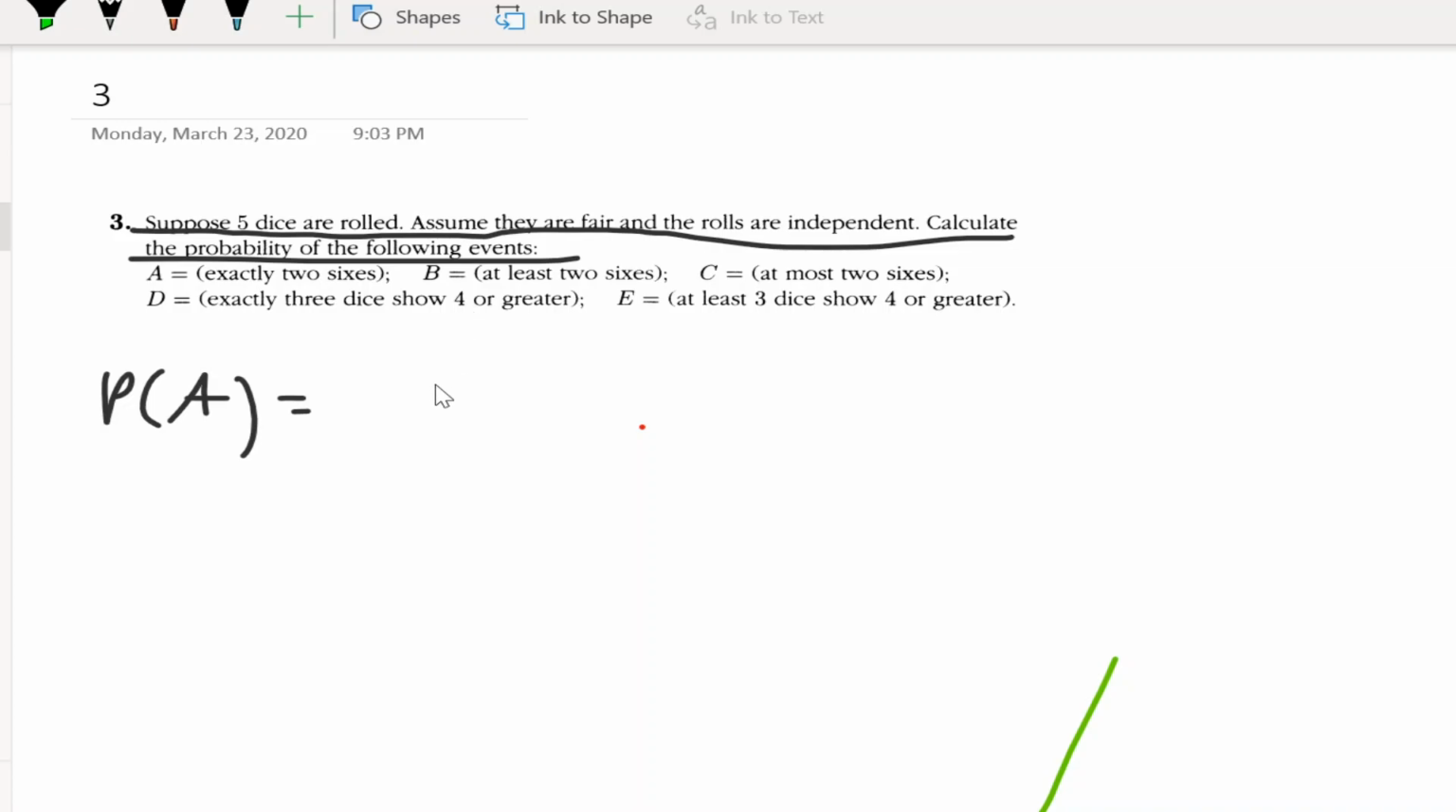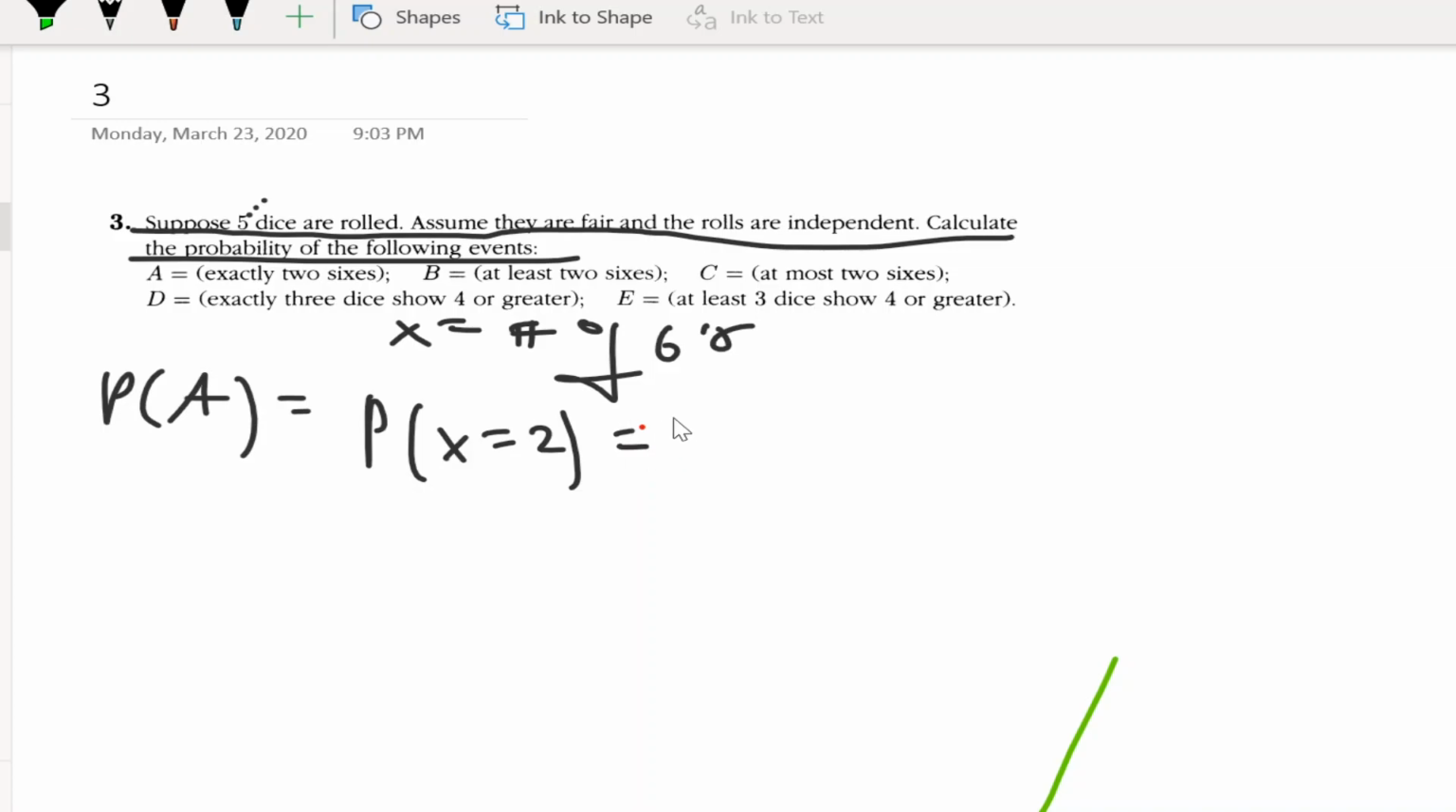So this is just a clear time to use the binomial distribution because we have 5 independent events, each with 2 outcomes, getting a 6 or not getting a 6. Alright, cool. So now, let's create a random variable called X, which is the number of sixes. So P of A is just the same as P of X equals 2, which using a binomial distribution should be fairly simple.